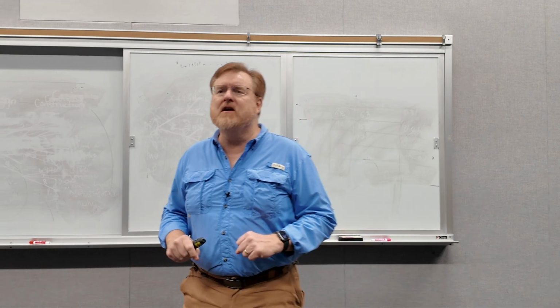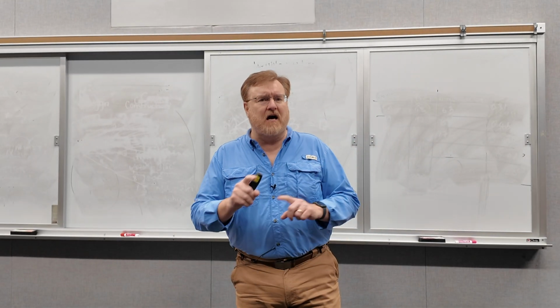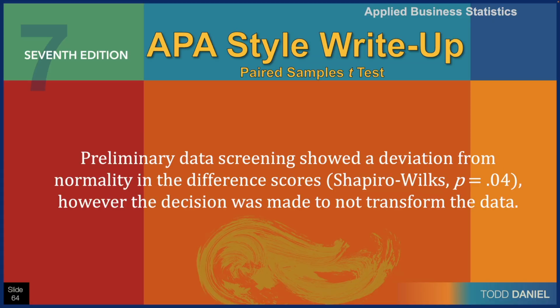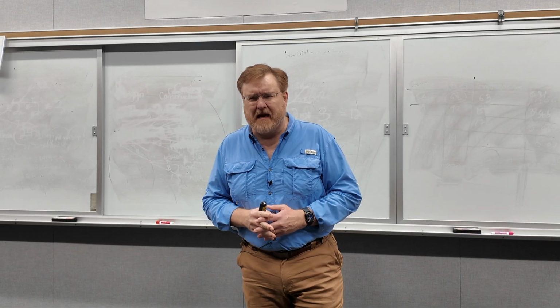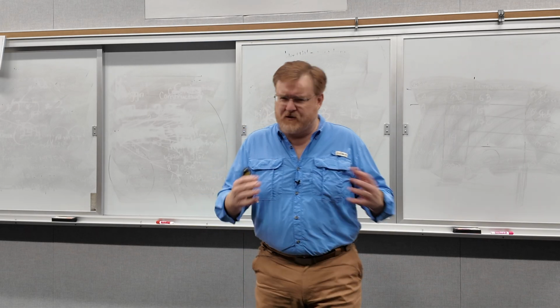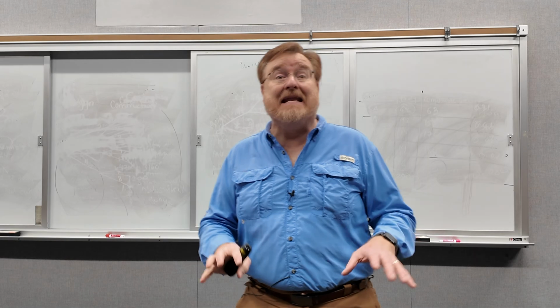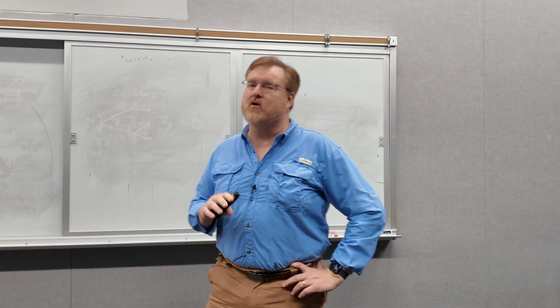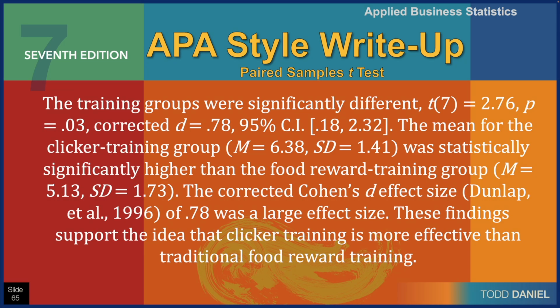Now let's show them that we know what we're doing. We checked our assumptions. Preliminary data screening showed a deviation from normality in the difference scores. I'm documenting my Shapiro-Wilk. However, the decision was made not to transform the data. In the real world, I think I would have transformed the data or done something about this. But again, this is a learning opportunity, so we'll see what happens when we leave in that outlier that's affecting our normality. The training groups were statistically significantly different.